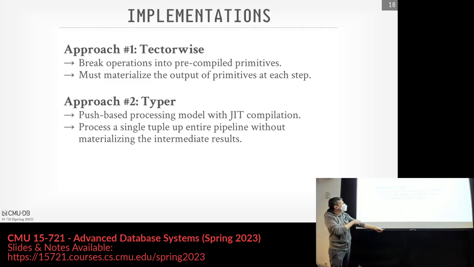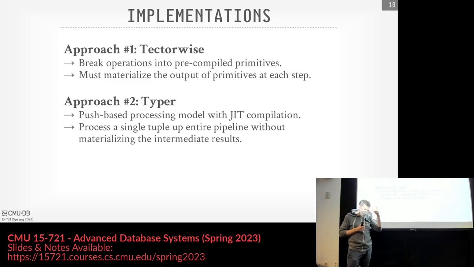All right, so with Vectorwise, they're going to break operations into the pre-compiled primitives that we talked about before. And the one key difference is that each of the primitives needs to materialize the output of whatever evaluation they're doing, these offsets, into a buffer, and then hand that to the next primitive.